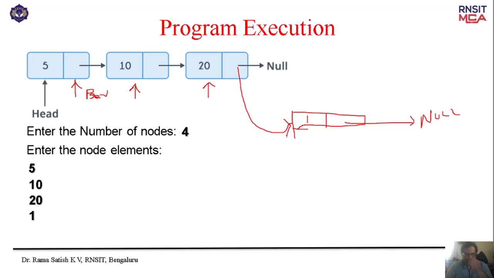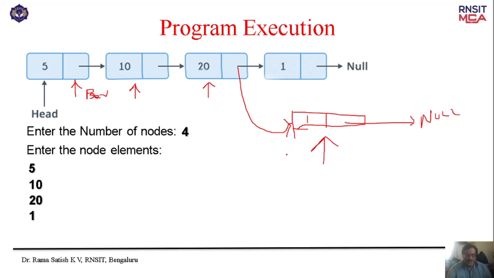So automatically we have 5, 10, 20 and 1, and the previous which was pointing to 20 is now pointing to 1. This is how it happens. You can see it is moved on. Like this, new nodes are attached at the end. So this is how the program is executed.